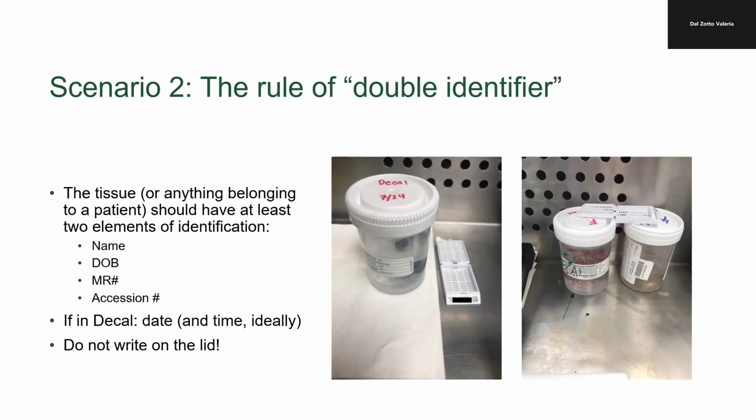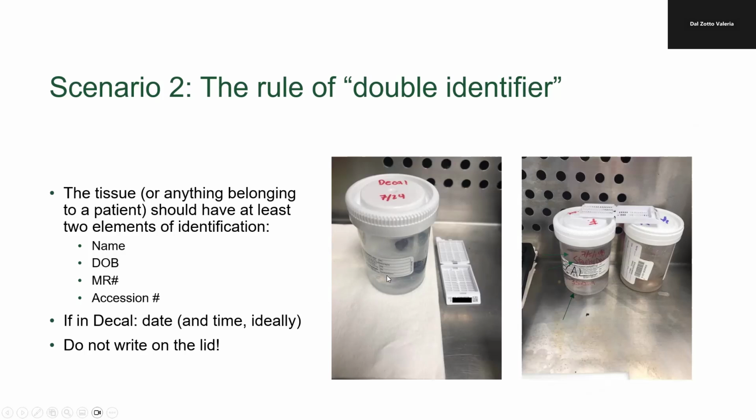The second scenario is the rule of double identifier. Whenever you have to transfer a piece, for example, big pieces of bone that you have to cut into small pieces, small pieces must have time in decalcifier. So you put that small piece in another container with the decalcifier solution. You transfer a specimen from the original container to another container that is not labeled properly.